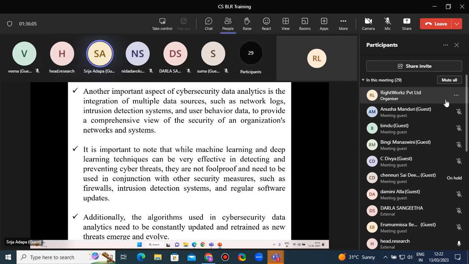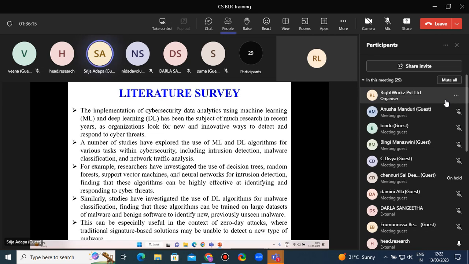Additionally, the algorithms used in cybersecurity data analytics need to be constantly updated and retrained as new threats emerge and evolve. Literature survey. The implementation of cybersecurity data analytics using machine learning and deep learning has been the subject of much research in recent years, as organizations look for new and innovative ways to detect and respond to cyber threats. A number of studies have explored the use of ML and DL algorithms for various tasks within cybersecurity, including intrusion detection, malware classification, and network traffic analysis.